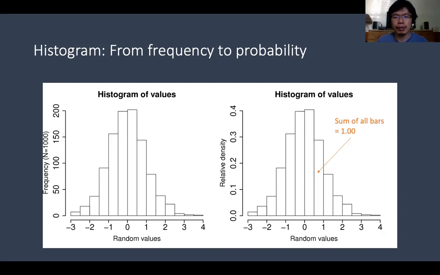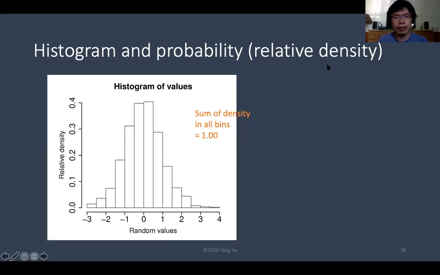So it's 100%. So all the bars add up to 100%, okay? Now we can use this probability density histogram to easily determine the probability of a random value taken from this set of random values depicted in the histogram, within a certain range of values.